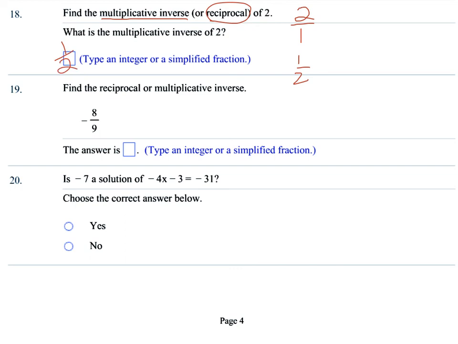Remember, we talked about additive inverses, or opposites, and that was just changing from a positive to a negative. But a multiplicative inverse is flipping the fraction upside down.